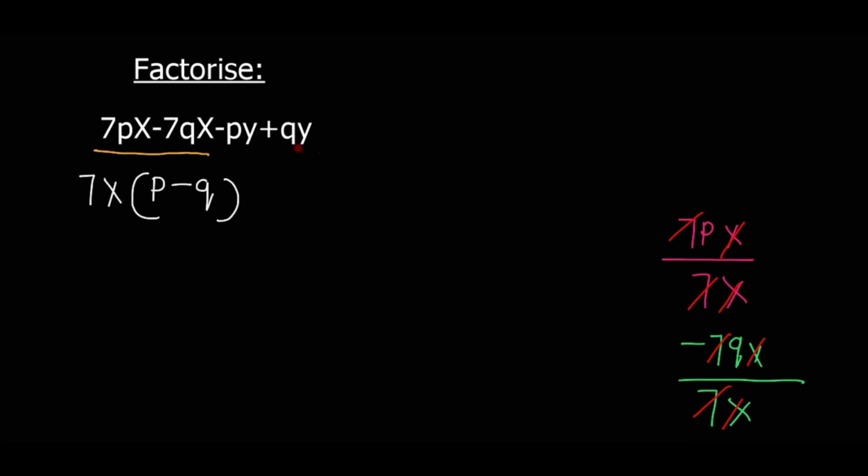And then let's look at our last two terms. Our last two terms you can see we have a common factor of y, so we have negative y, and then from here we divide each term by negative y. Negative py divided by negative y. y and y cancel, so we remain with positive p because negative divided by negative is positive, so this means we remain with p, and then qy divided by negative y. y and y cancel, so we remain with negative q because of this negative.